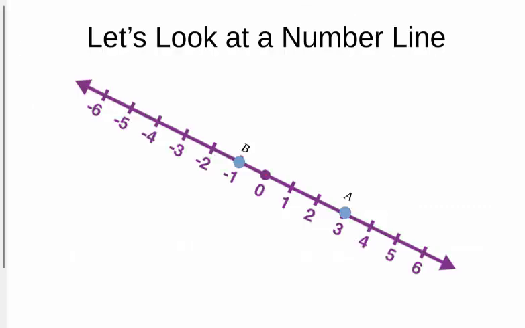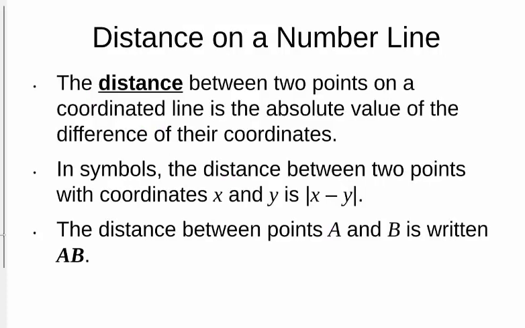So here's a number line. We got 2 points, B and A. In this case, B is at -1, A is at 3. So, a few more definitions. The distance between 2 points on a coordinated line is the absolute value of the difference of their coordinates. So basically, we take the 2 coordinates, subtract them, and we take the absolute value. The absolute value is just the value. We don't worry about the sign. In symbols, if they're x and y, we say the absolute value of x minus y. And if we're using AB, the distance is written AB. That's how we show the distance.